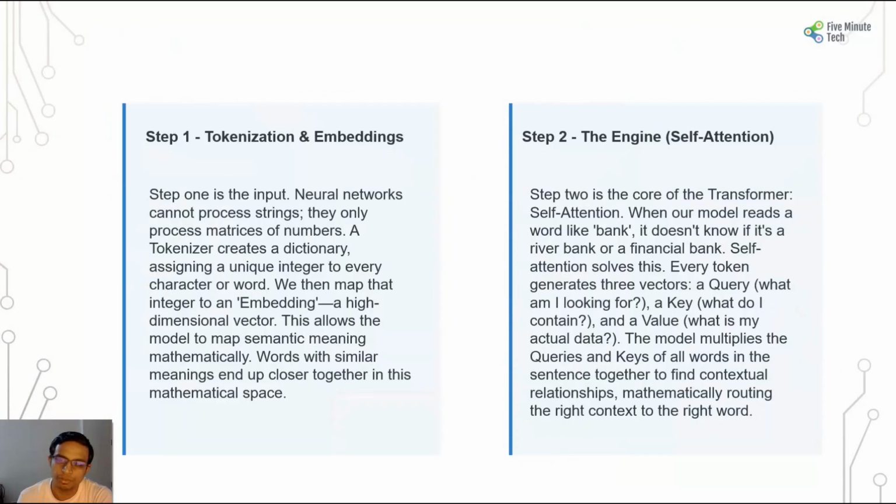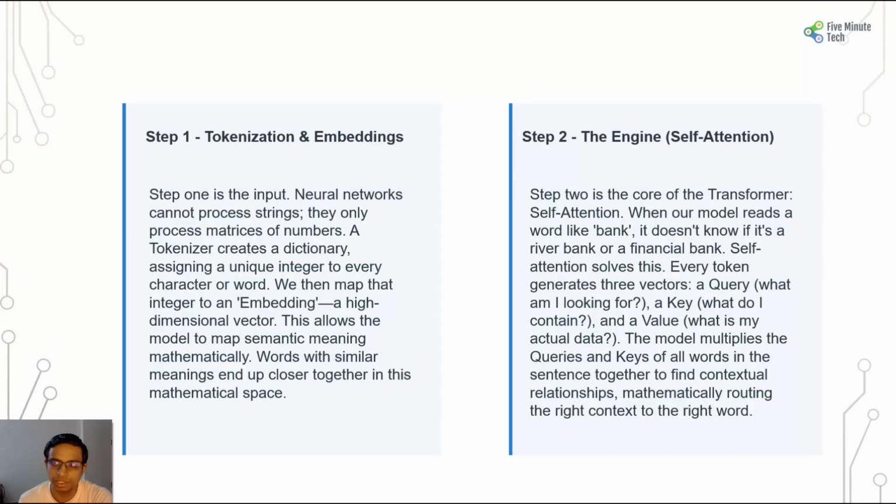So first point, what are tokenization and embeddings? Step 1 is our input, wherein the neural network cannot process strings, it only processes matrices of numbers, as we talked about. Our tokenizer creates a dictionary and assigns a unique integer to every character or word. We then map that integer to an embedding, a high dimensional vector, and this allows the model to map semantic meaning mathematically. Words with similar meanings end up closer together in the mathematical space.